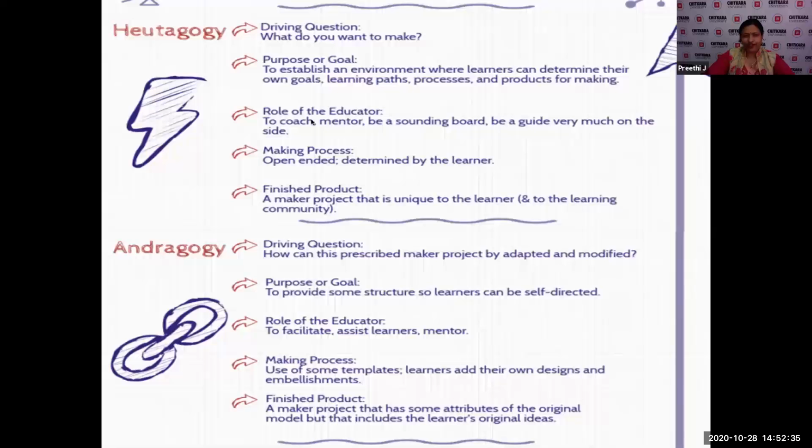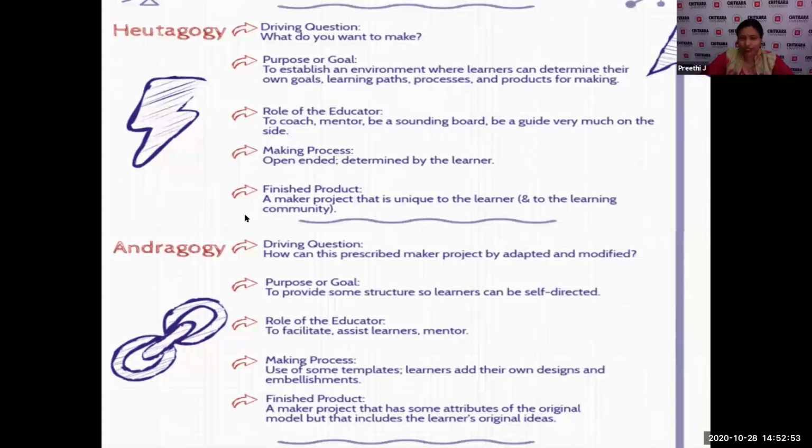The teacher or the faculty is the coach, mentor. Here, whatever the learners want, you are there to answer that question. It's not even necessary that you ask the question. Okay, so this is the broad difference.